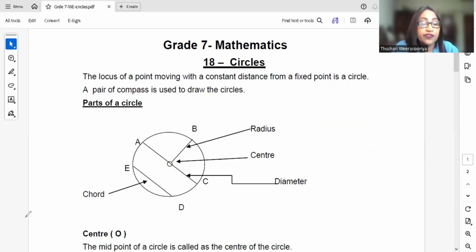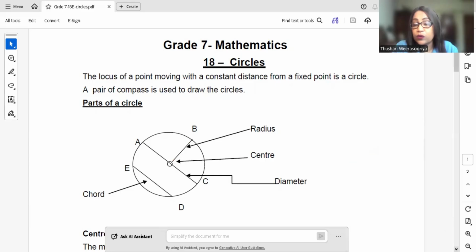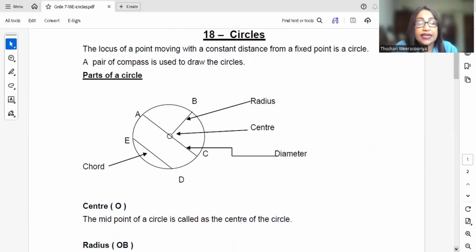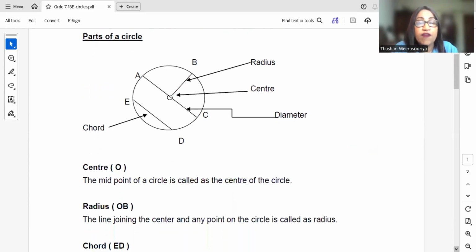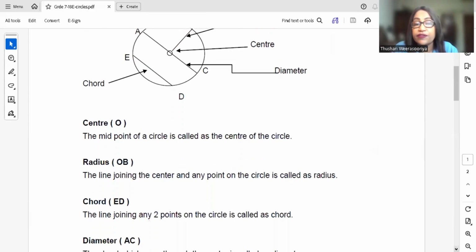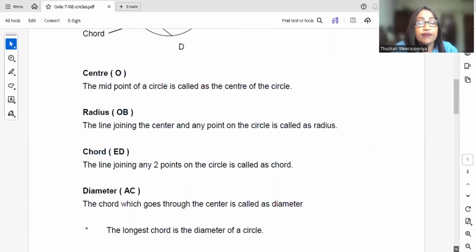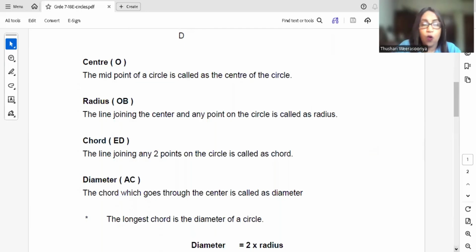Right. I have given definitions separately. You can go through this. We go through this. Center. Since that has only one point, we use one letter to name that. That is O. The midpoint of the circle is called center. Right? Radius, the line joining the center and any point of the circle is the radius. There, radius is a straight line. We use 2 letters, OB.